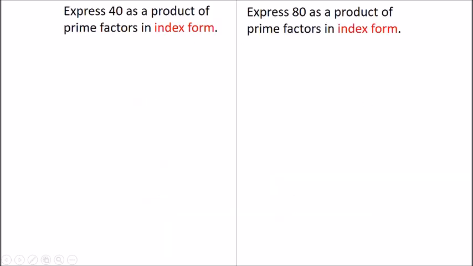Okay, so let's use this index form terminology and apply it to the work we did last lesson. So I'm going to do 2 examples. So the first one I'm going to do: express 40 as a product of prime factors in index form.